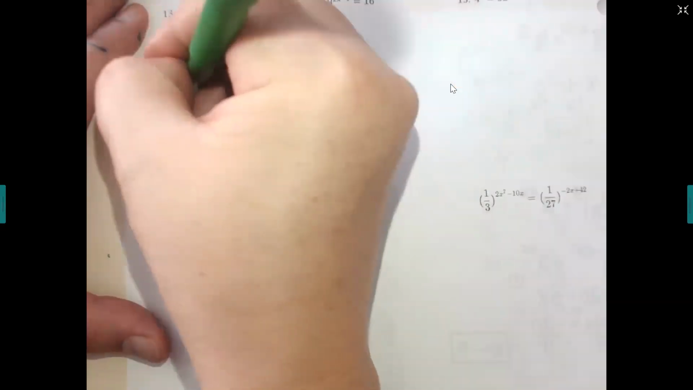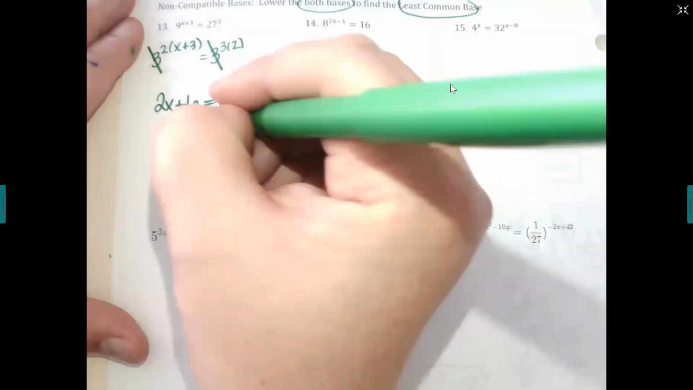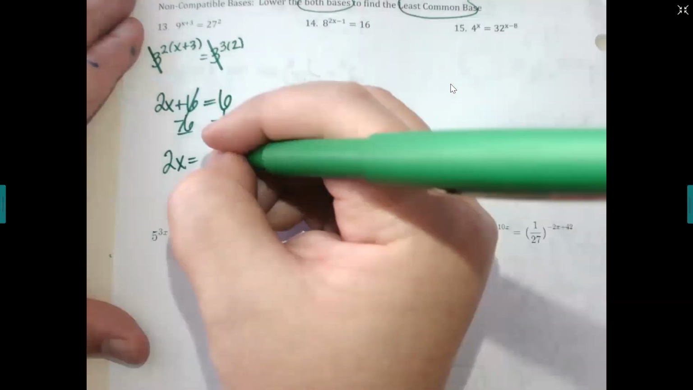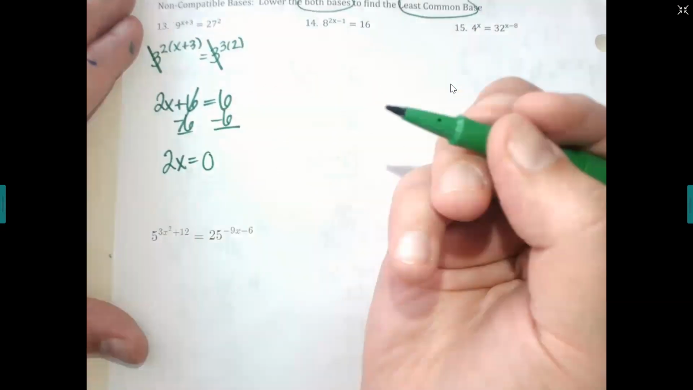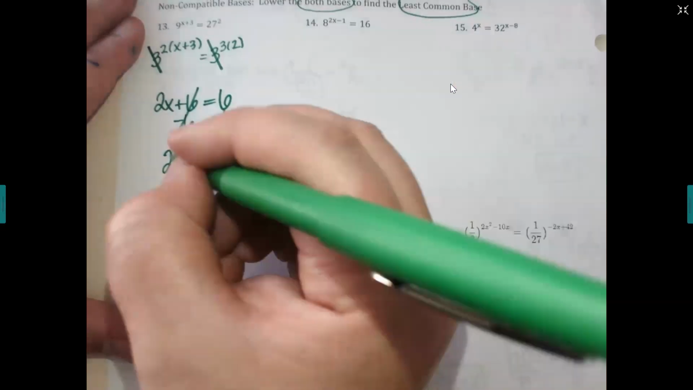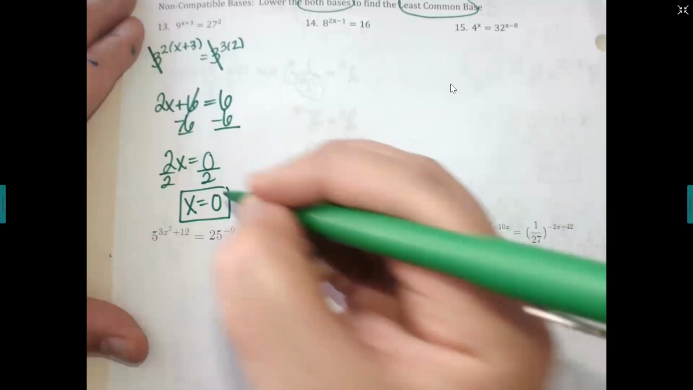What will I have on the left side when I distribute? 2x plus 6. Okay, 2x plus 6. 3 times 2 on the other side. Next step. Okay, minus the 6 across. What is 6 minus 6? 0. And is 0 still a number? Yeah. Keep solving. How do I get rid of the 2? 0 divided by 2 is 0.